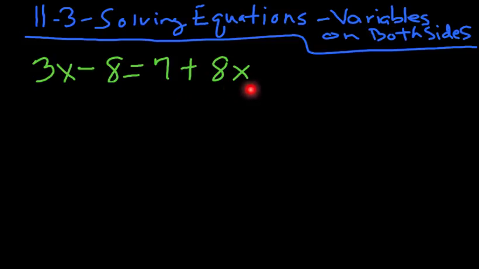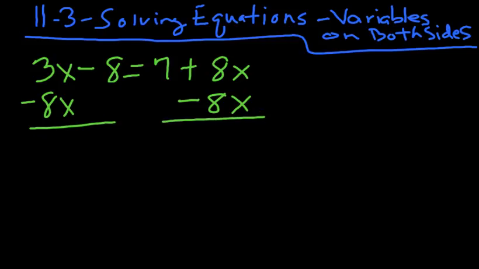So we're going to move this one. And the way we're going to move it is by the opposite. This is plus 8x. So we're going to say minus 8x to both sides. That's the first step. Now, 3x minus 8x is negative 5x.